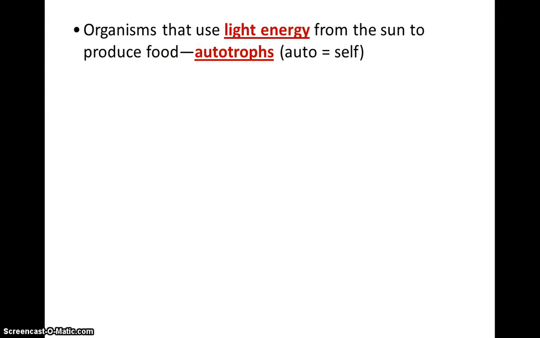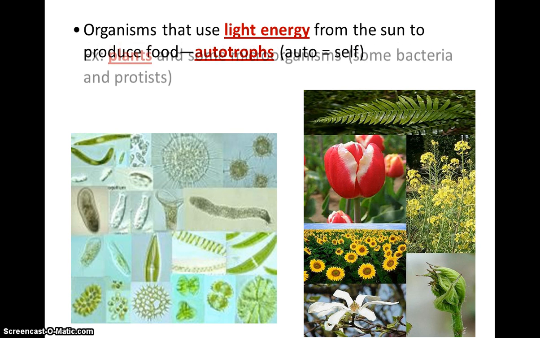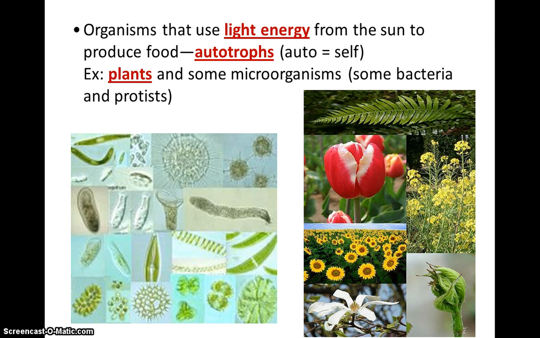The other category that we had were autotrophs. And these are organisms that are going to use light energy, and really that's just energy from the sun. They are going to do photosynthesis to make their food. And just as a little reminder, auto means self. So anytime you see auto in something, like automatic, it means it's going to do it itself. So that's going to be our plants.